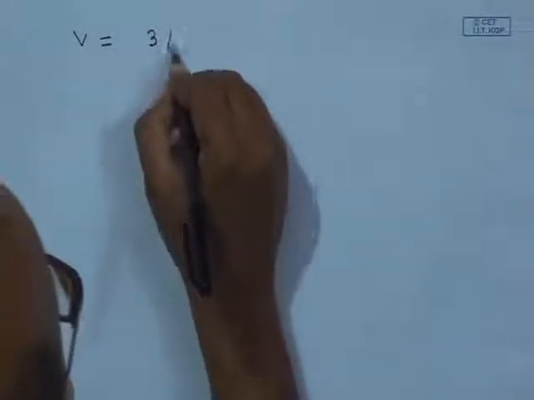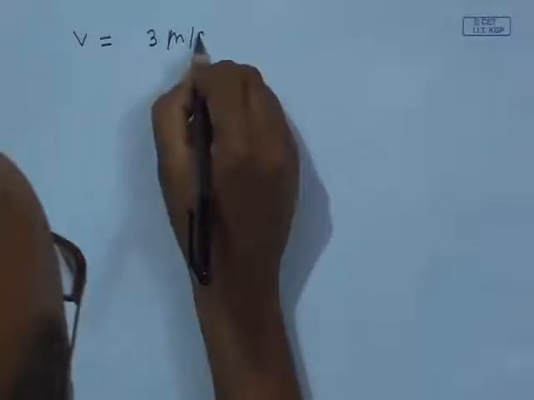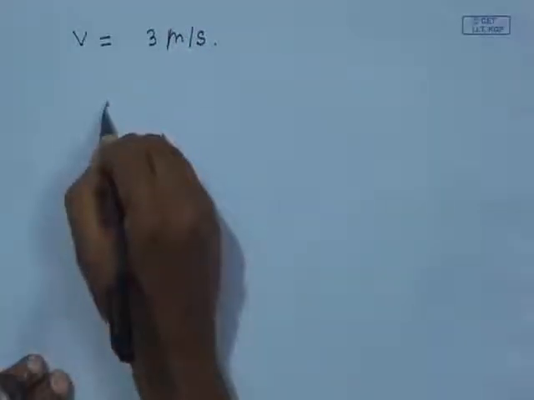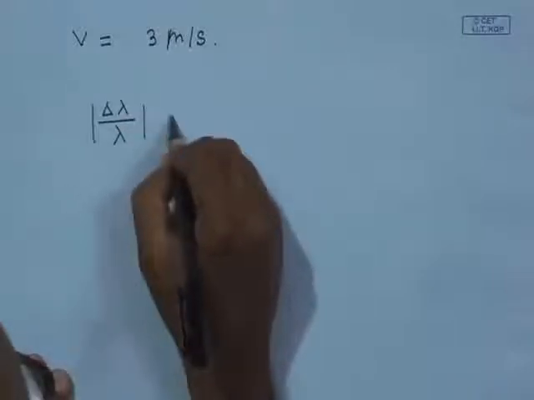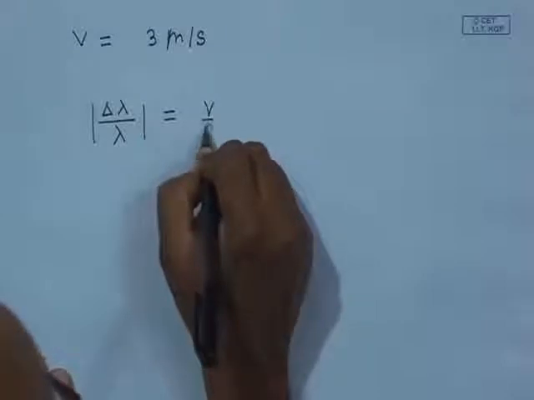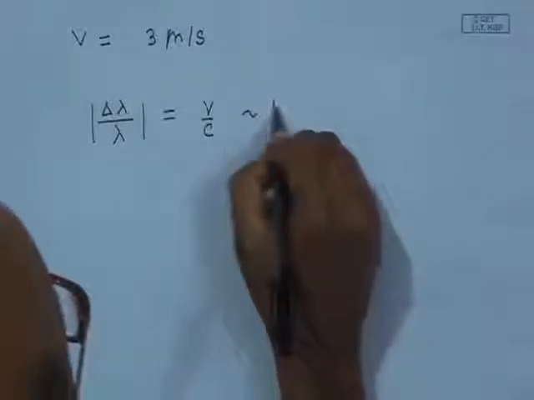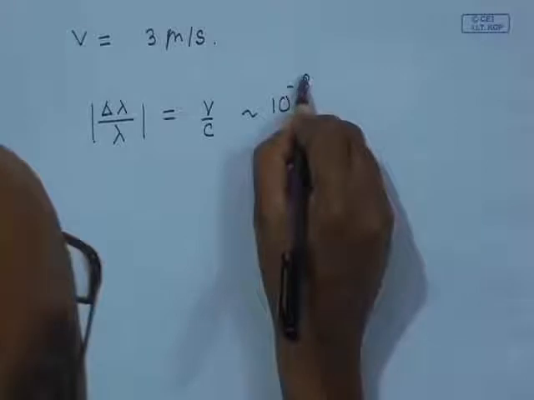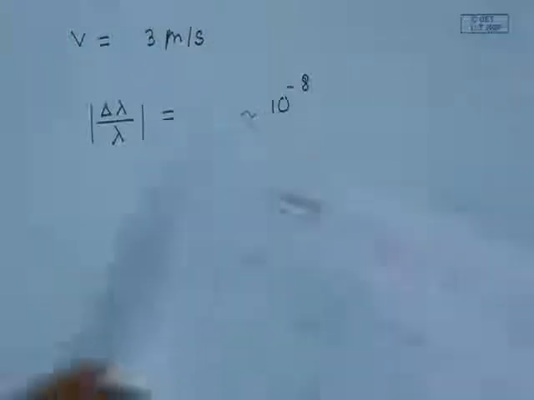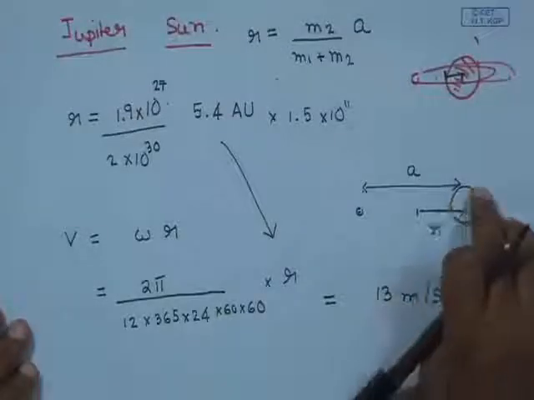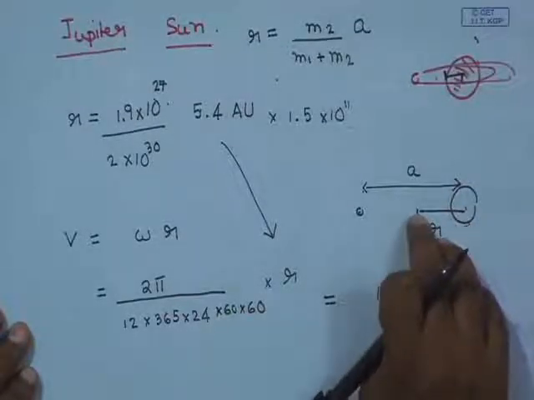It is possible to measure velocities of the order of 3 meters per second. So, delta lambda by lambda, which is equal to V by C, is of the order of 10 to the power minus 8. That is the accuracy which is possible through high dispersion spectroscopy. So, it is possible to make out the speed of the Sun due to the presence of Jupiter.